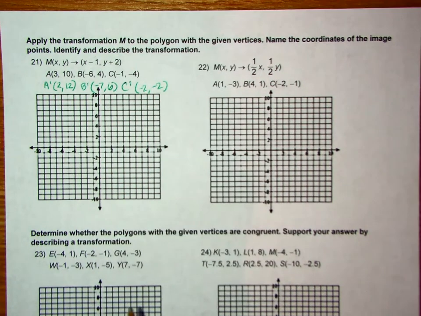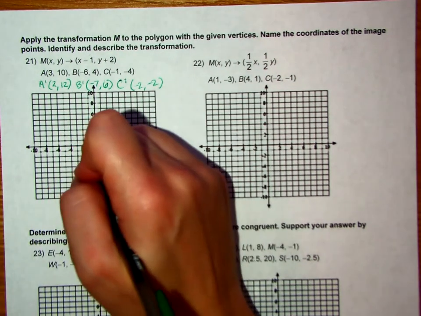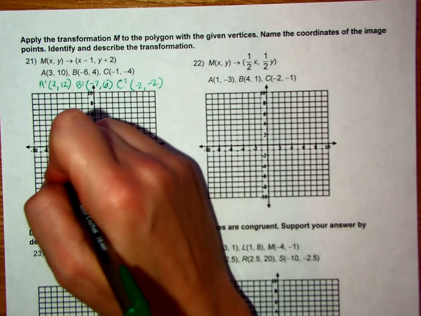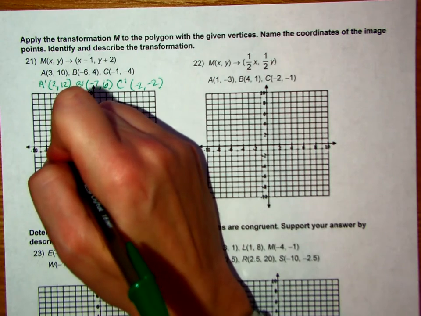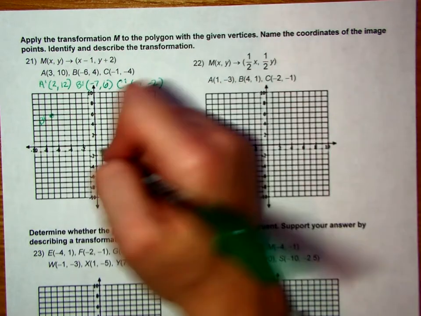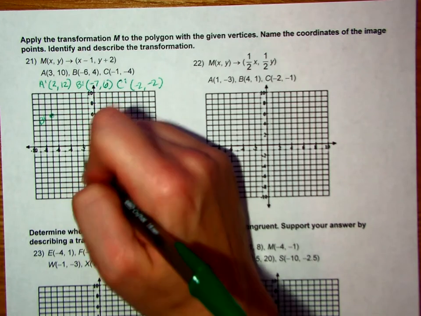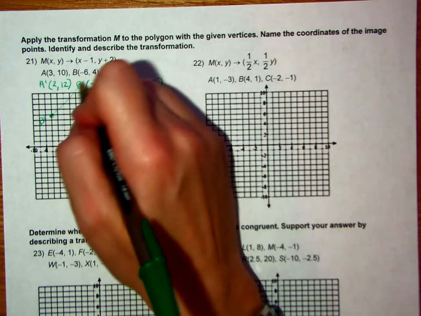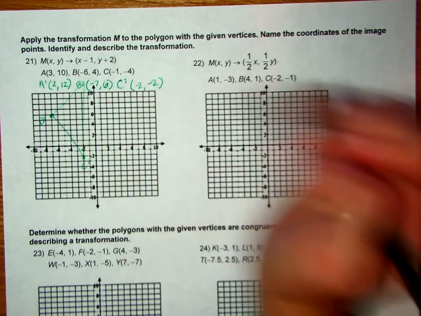So let's go ahead and plot these new ordered pairs. So we have negative 2 comma 12, which would be kind of up here. Negative 7 comma 6. 1, 2, 3, 4, 5, 6. That's my B prime. And then negative 2, negative 2, which would be my C prime. So kind of like a shape up here. Sorry about that, it fell off the graph.